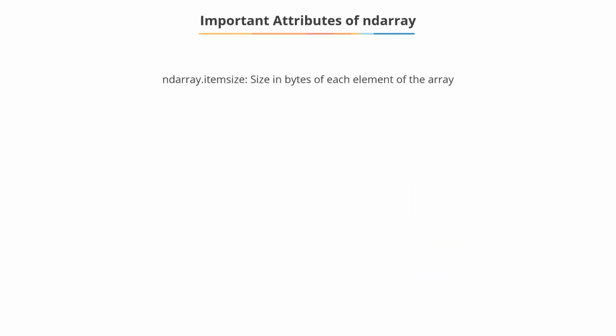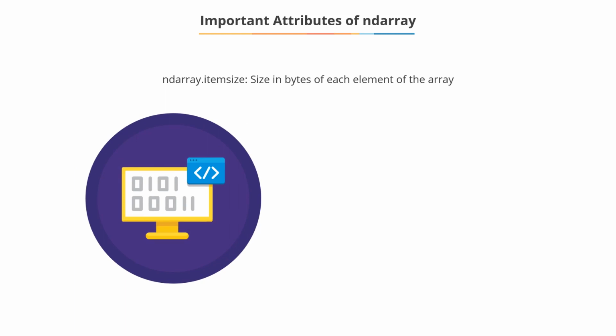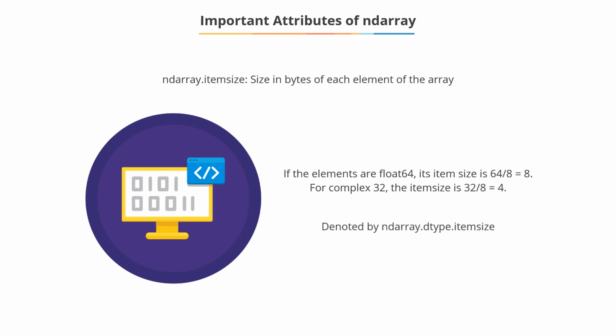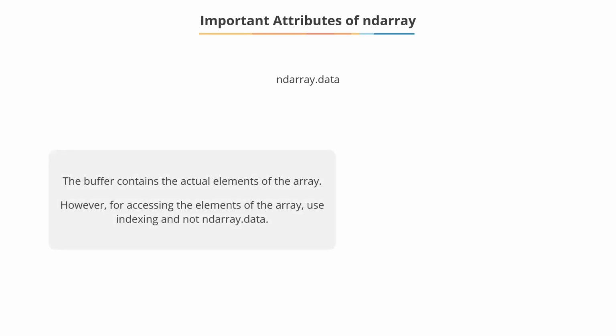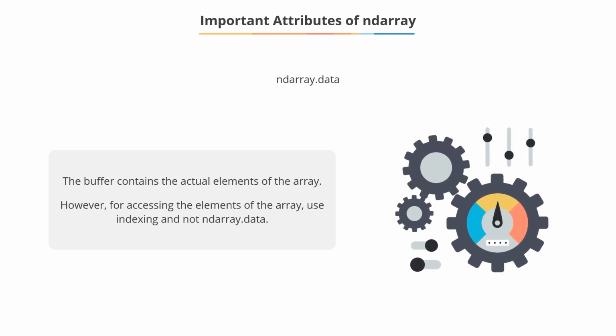ndarray.itemsize: the size in bytes of each element of the array. If the elements are float64, its item size is 64 divided by 8 equals 8. For complex32, the item size is 32 divided by 8 equals 4. It is denoted by ndarray.dtype.itemsize. ndarray.data: the buffer containing the actual elements of the array. However, for accessing the elements of the array, we usually use indexing and not ndarray.data.